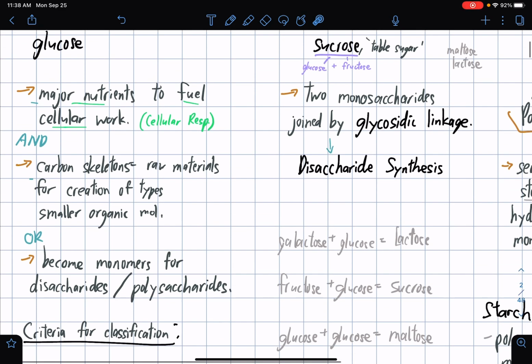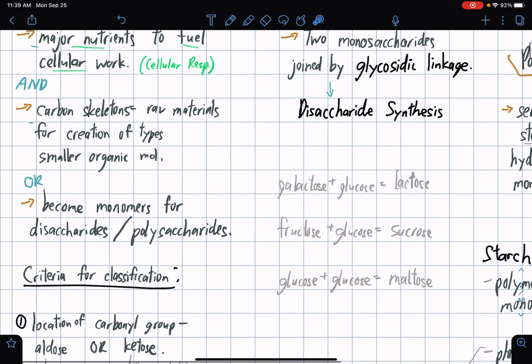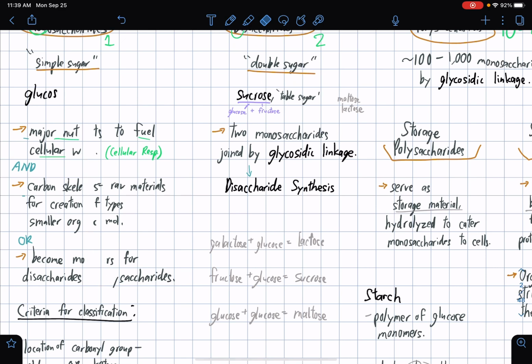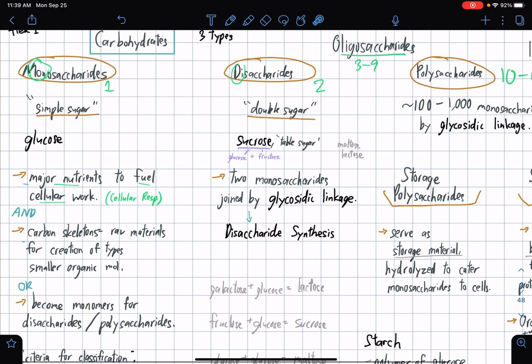And for the carbon skeletons, they are equal to raw materials. They are needed for the creation of types of smaller organic molecules. So yes, glucose can become monomers for disaccharides or polysaccharides. Again, monosaccharides, if you add these molecules together, you will have disaccharides. If you add one together, that makes two, and more than two makes polysaccharides.